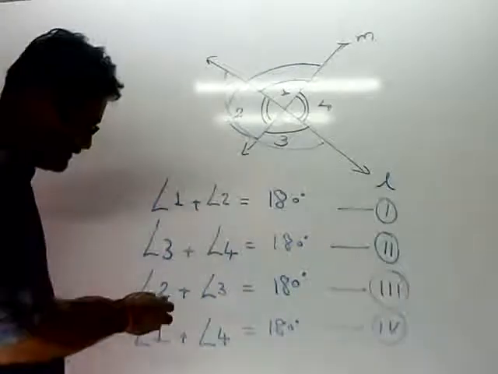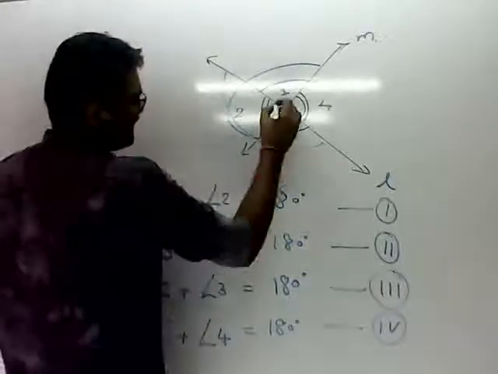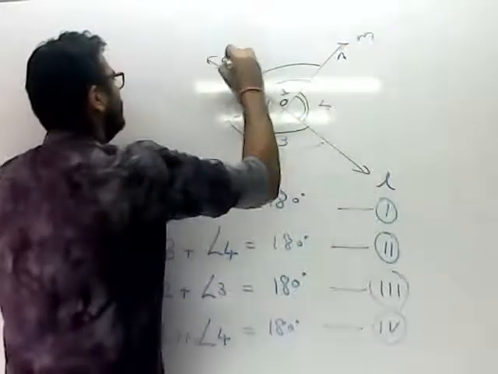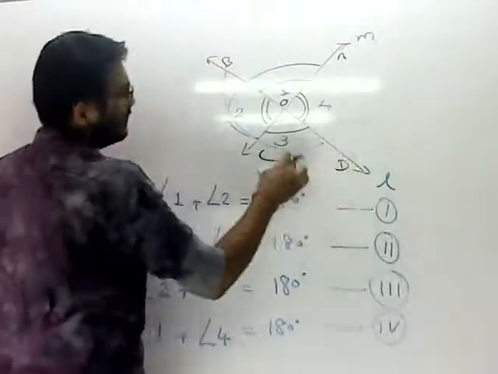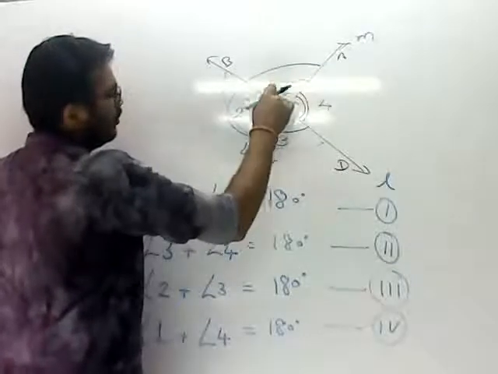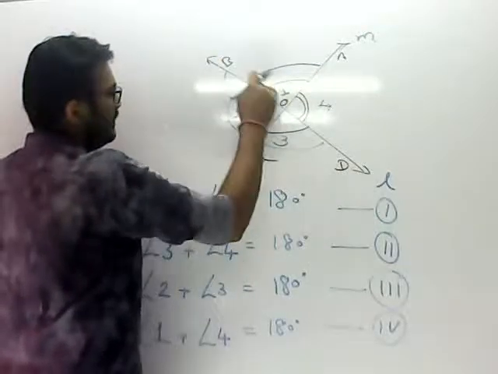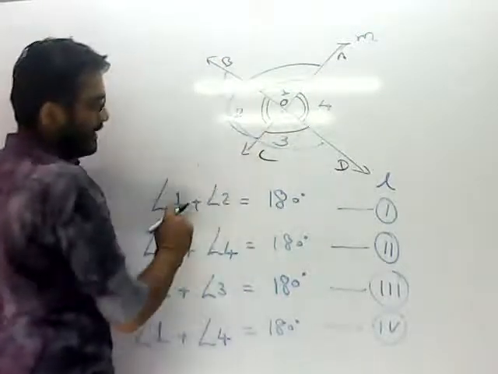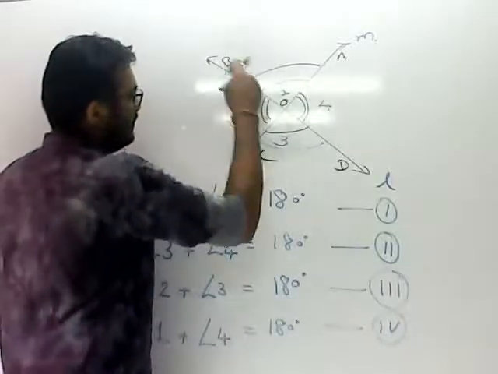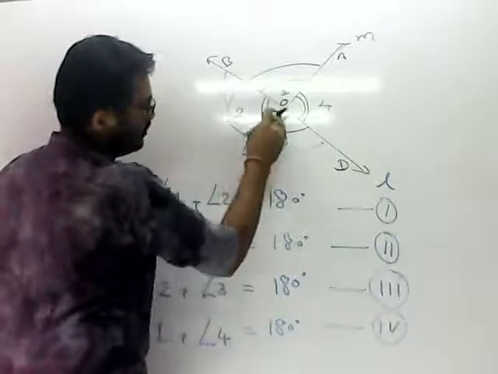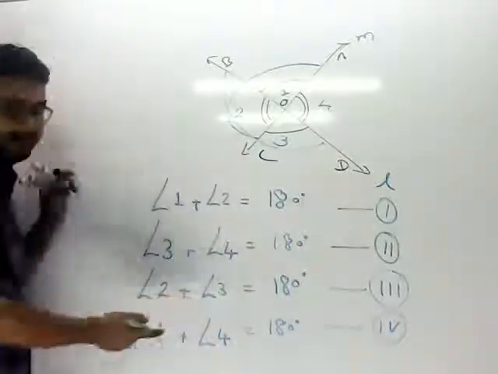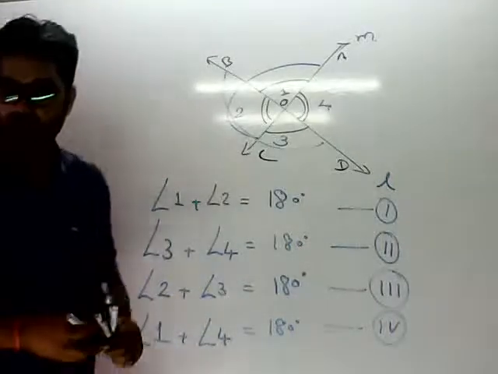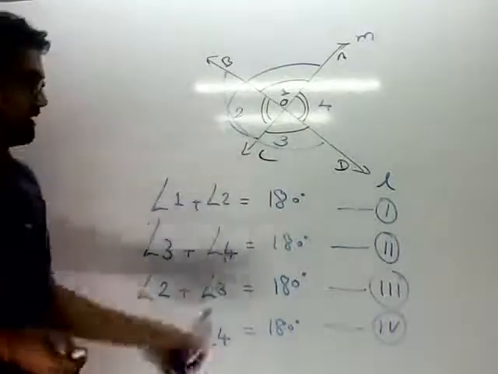Say for example, if I take this O, this A, B, C, D, then you can write it like this: angle AOB plus BOC is equal to 180 degrees. Then angle BOC plus COD is equal to 180 degrees. It is like that. So you can continue if you want, and write according to that.